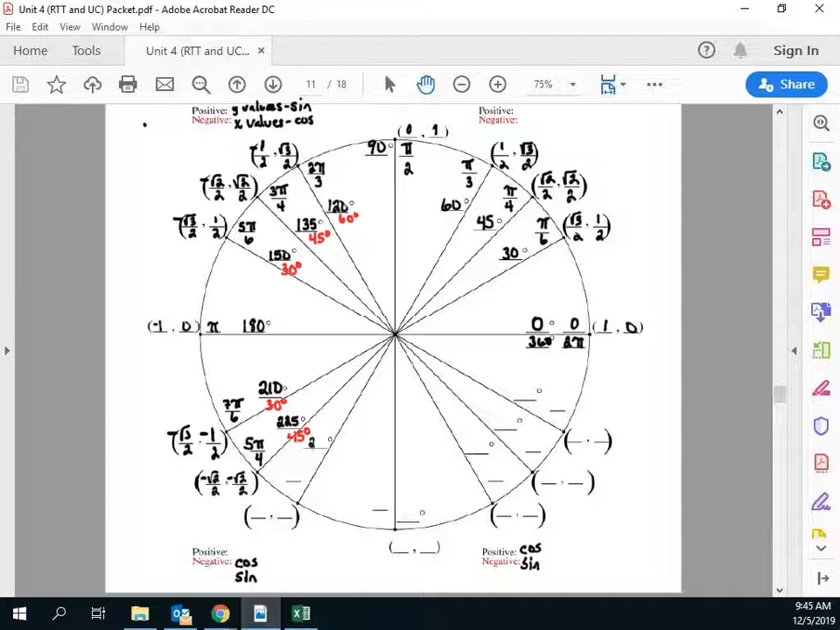Next one, 240 degrees. What do you think the reference angle is here, guys? What's the reference angle? 60. The radians here is 4 pi over 3. Just what Johnny said: 1/2, root 3 over 2. Both are negative.